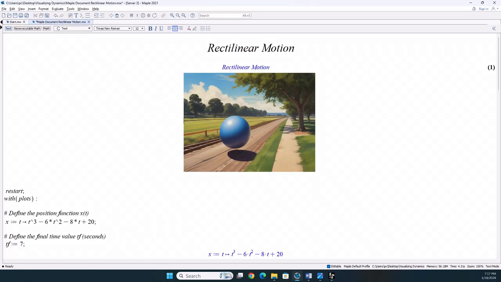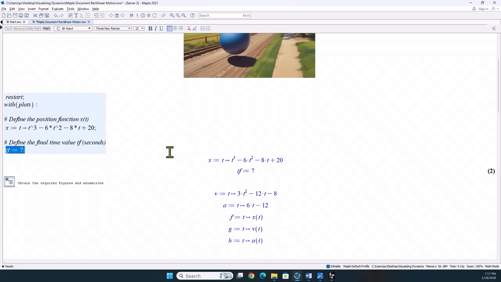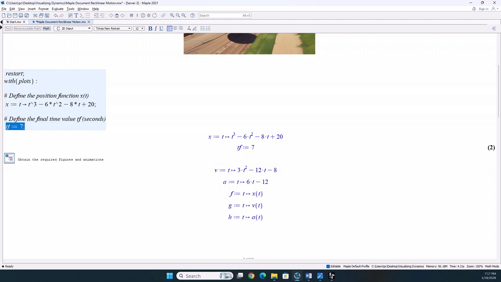In the Maple document shown on screen, the user needs only to input the position x as a function of time, here, and the time interval during which the motion is to be studied. Here, in this particular example, it's 7 seconds. Maple will then derive x once to obtain the velocity as a function of time, and twice to obtain the acceleration as a function of time.